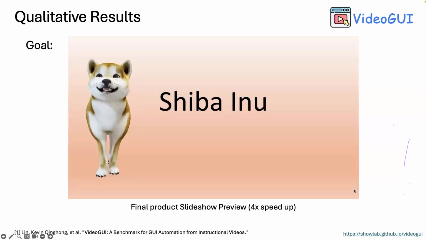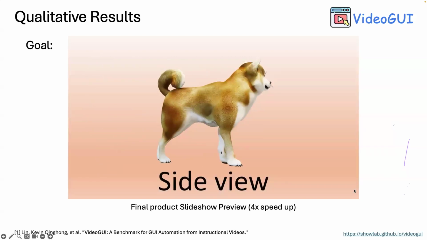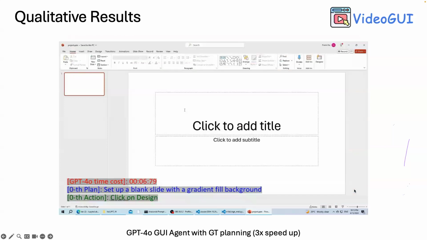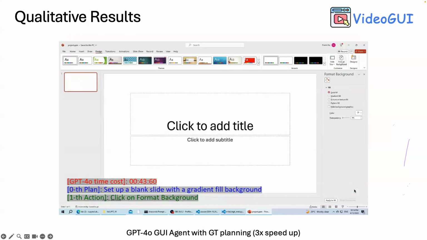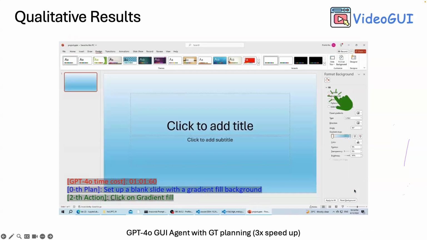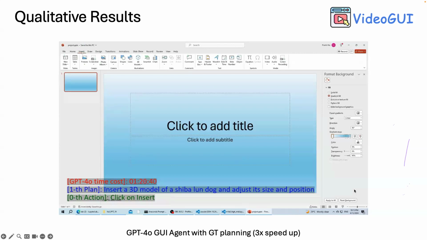Okay, next we show qualitative results with our simple agent baseline. Here is the preview of the final goal. So basically we need to create a slideshow that has some kind of animation of a 3D dog. And let's take a look at how the agent performs. So it starts with a blank slide. Need to insert a gradient fill background. Just click on design, click on background. By the way, green means correct. So gradient fill fills the background. Then click on insert.